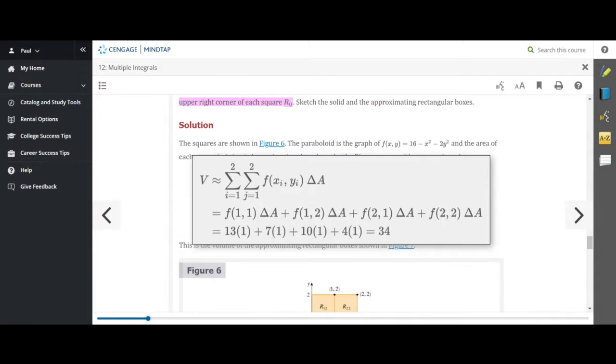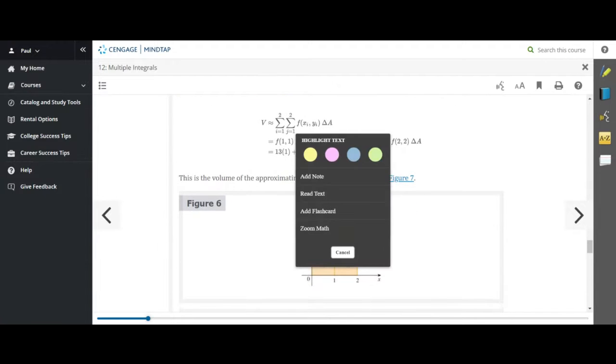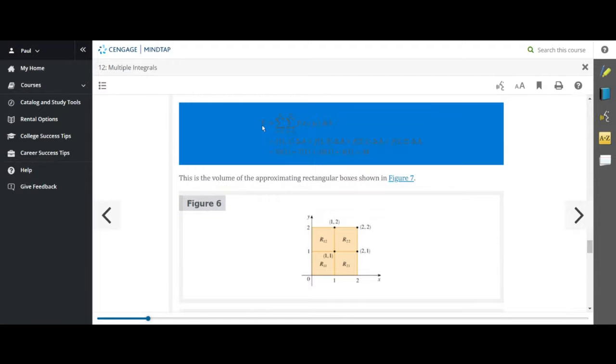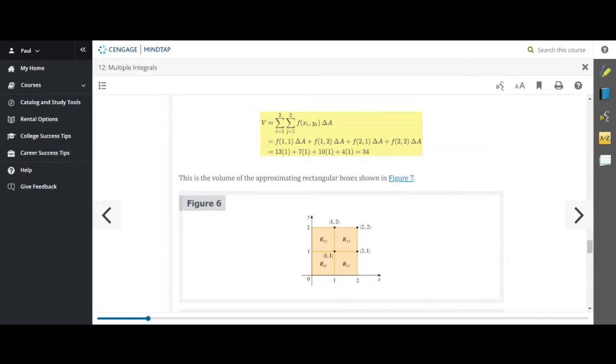So, and the area of each subrectangle has area 1. Okay, so maybe what I can do is try to have them both show here. No, wait. Cancel that. I really just want to highlight it. I don't know if it'll let me. There we go. That'll work. So now, are there any questions? They get an approximate volume of 34. Are there any questions on how they got that volume?